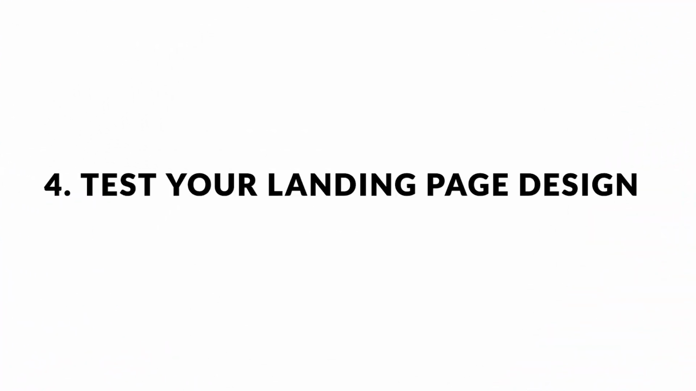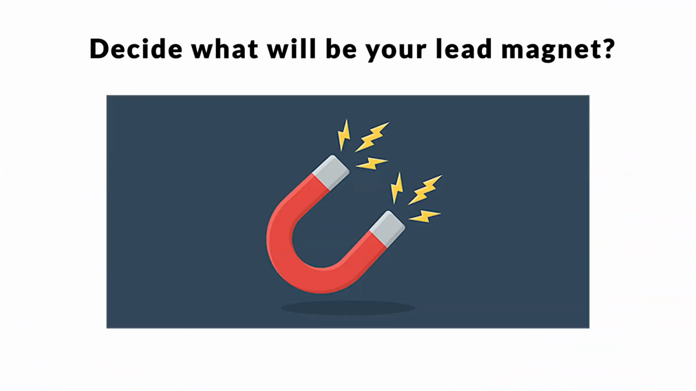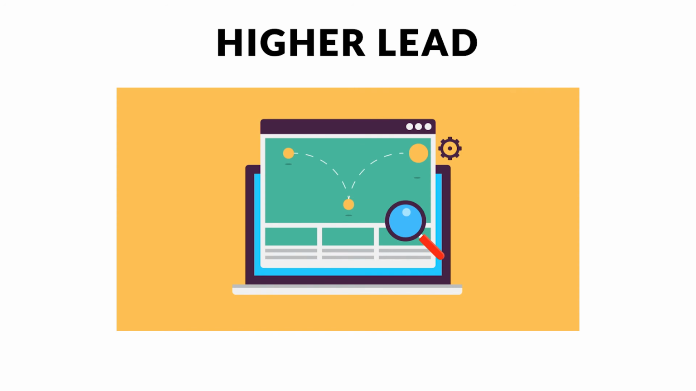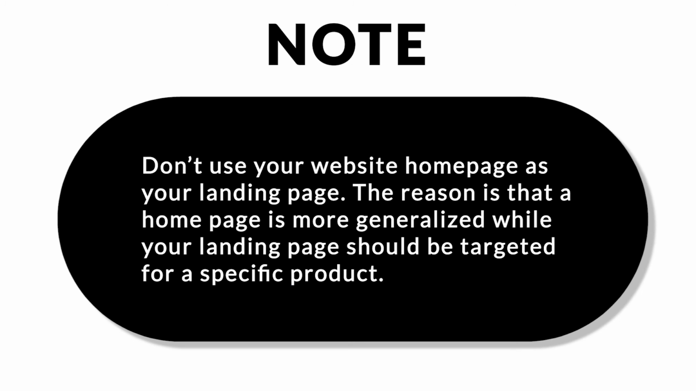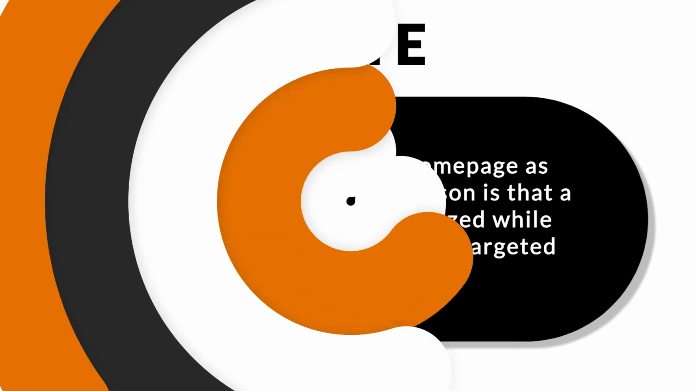4. Test your landing page design. Decide what will be your lead magnet. Use the best placement, shape, and color for your CTA button. Remember, a good landing page is likely to give you higher leads and better conversion. On the other hand, a poor landing page can result in more bounce rates. Note, don't use your website homepage as your landing page. The reason is that a homepage is more generalized while your landing page should be targeted for a specific product.